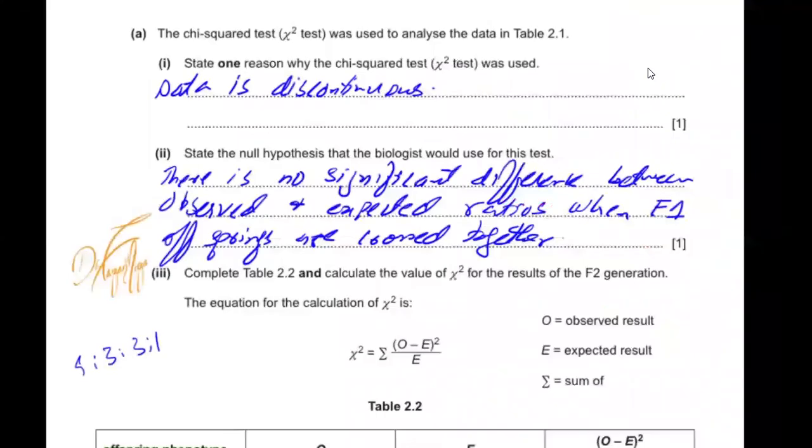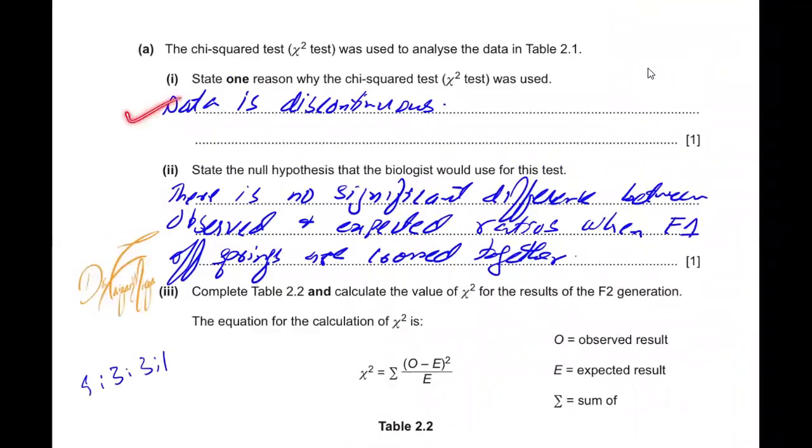Next, they are asking why the chi-square test is used. It is used when the data is discontinuous. We know that. Then they ask you to state the null hypothesis. The null hypothesis is that there is no significant difference between the observed and expected ratios when F1 offspring are crossed together.